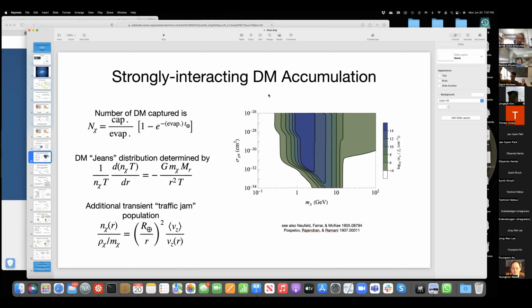You also need to be able to efficiently transfer momentum to keep these things bound, and that you also lose as you go to lighter masses. Yeah, if you're scattering on the nuclei.